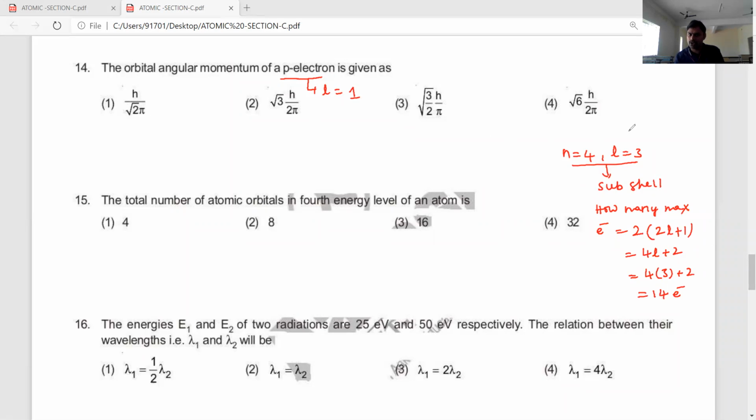Otherwise, directly: n is equal to 4, L is equal to 3 means that is 4f. 4f contains 7 orbitals, so the maximum number of electrons is 7 into 2, equal to 14 electrons. This is another method without using the formula. Rani, understood?